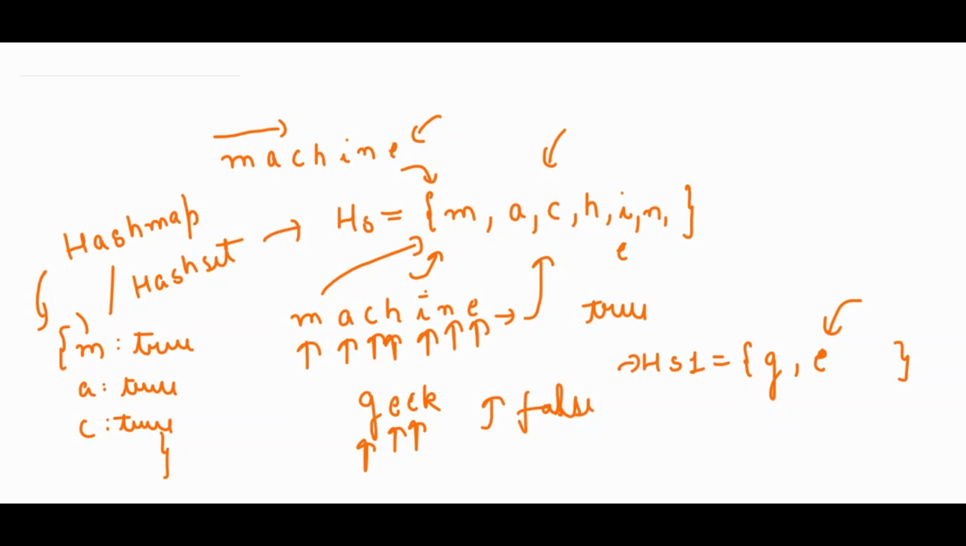Now let's see the time complexity of this approach. So we are inserting the elements in the hash set. That will take big O of 1 time. How many elements am I inserting? Depending on the size of the string. Let's say the size of the string is 1, 2, 3, 4, 5, 6, 7. So 7 elements are inserted.